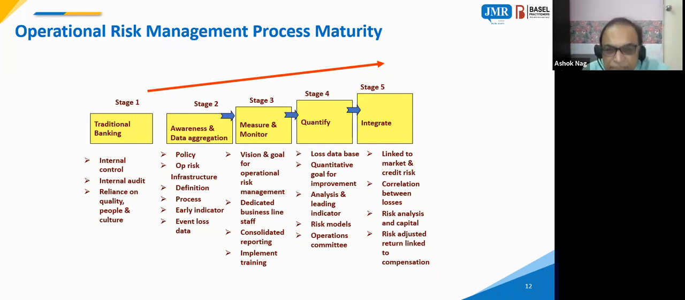So this is data aggregation, then measuring the risk: vision, goal, dedicated business line staff, constantly repeating and implementing training. These are all the standard things you do for maturity. The final thing that is important is what an operational risk event is, and the boundary between an operational risk event and a credit risk event, which is not necessarily very pronounced. It can be blurred. For example, if your underwriting has been done badly, it's a people failure.